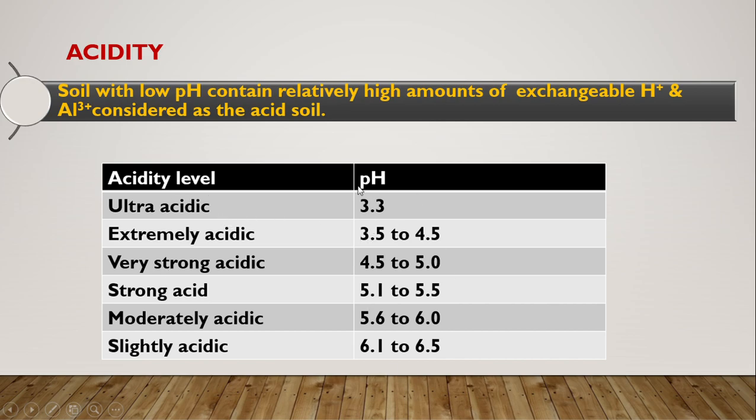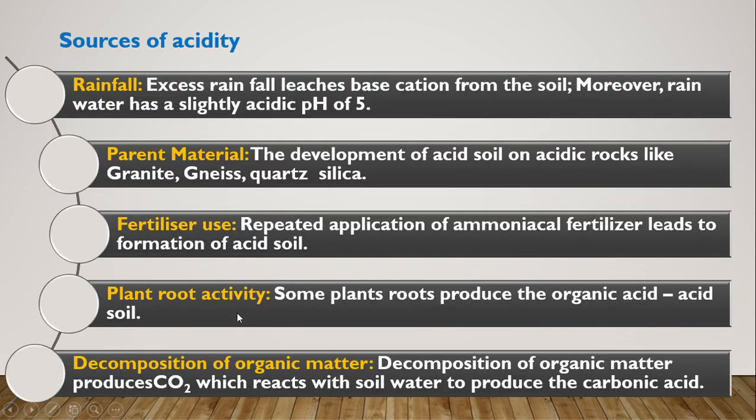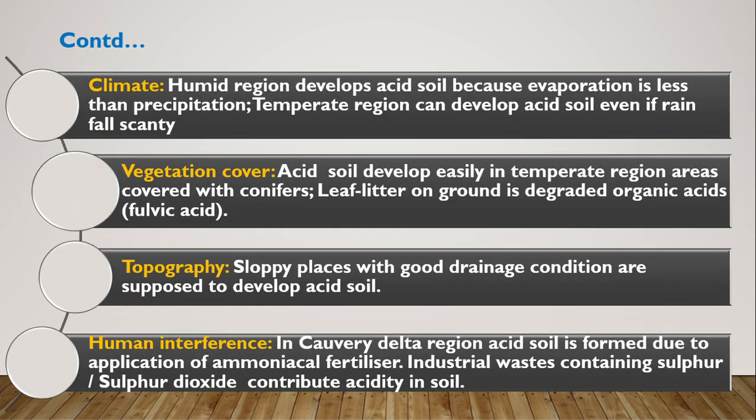When it is less than 3.3, it is ultra acidic. 3.5 to 4.5 it is extremely acidic, 4.5 to 5 it is very strongly acidic, 5.1 to 5.5 it is strongly acidic, and the acidity decreases when it is greater than 6. Above 7 it is alkaline. So this is about the acidity levels. The acidity may also be due to rainfall, parent material, fertilizer use, plant root activity, decomposition of organic matter, climate, vegetation cover, topography, human interference, etc. Acidic soils may develop due to all these reasons.